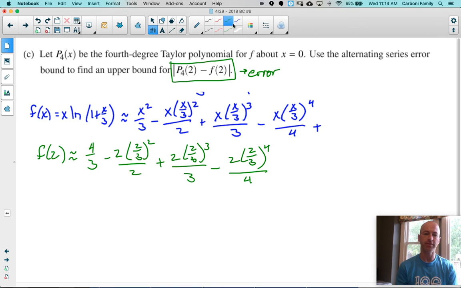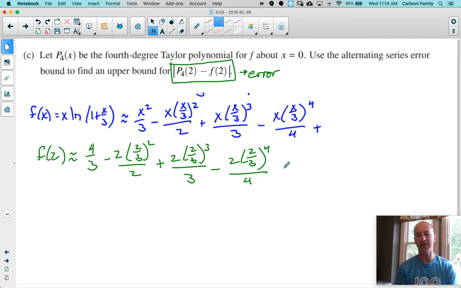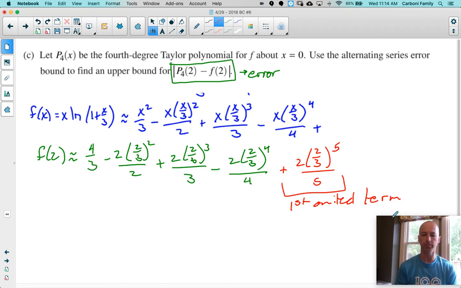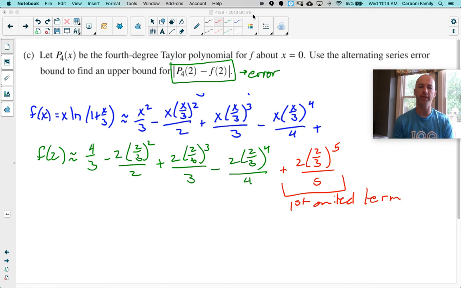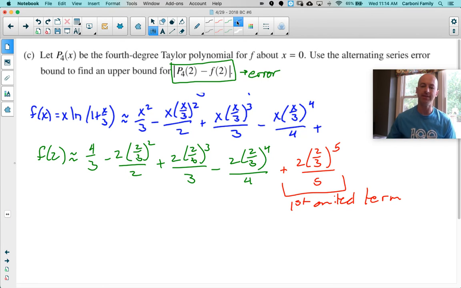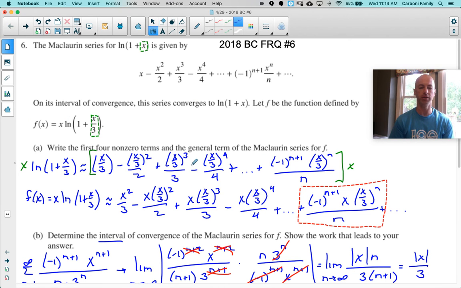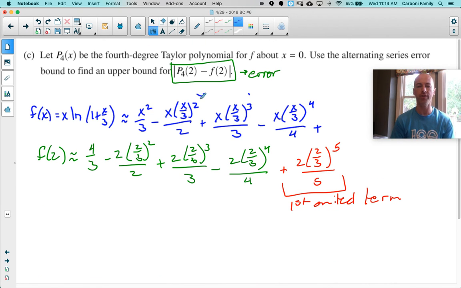And the error is less than your first omitted term. So now I need to find my next term. Following the pattern, it's going to be 2 times 2/3 to the 5th over 5. That is my first omitted term. One thing that we need to include in our writing is that this is a convergent alternating series, and we are within the interval of convergence. We are plugging in 2, and my interval of convergence from part B was -3 to 3. So we are within the interval of convergence.